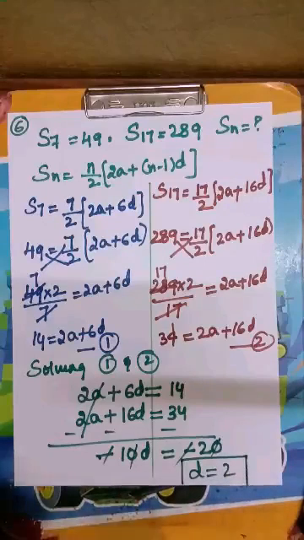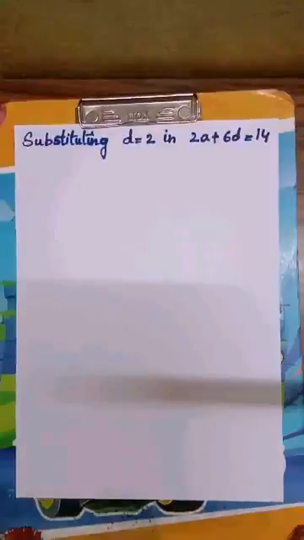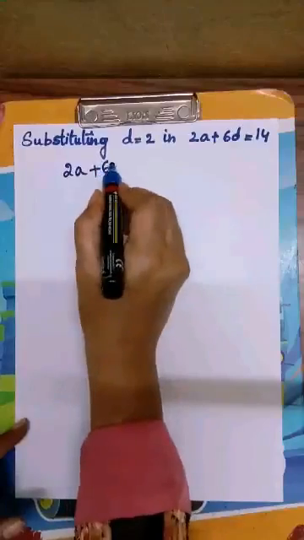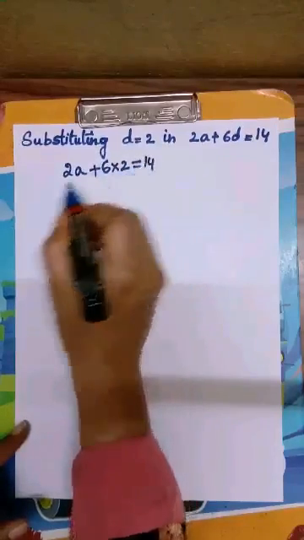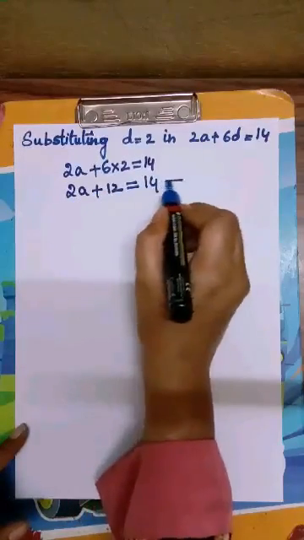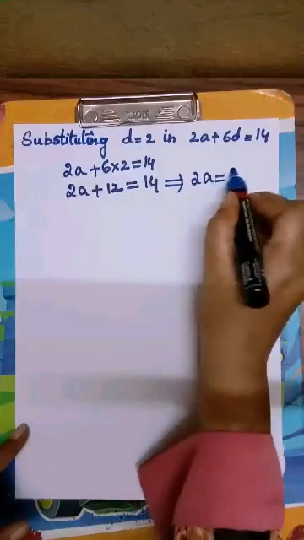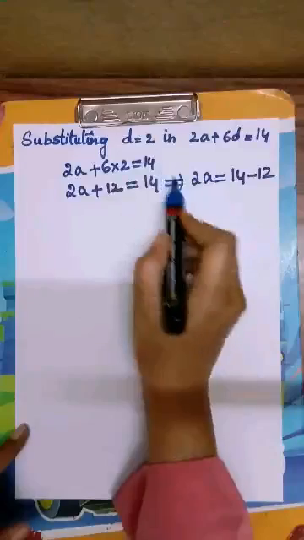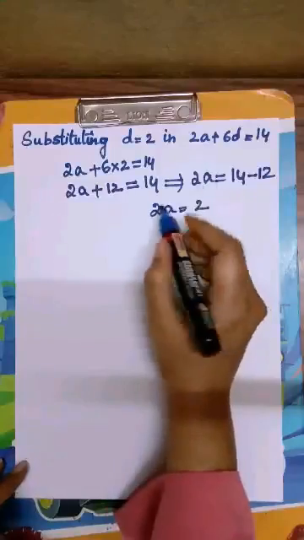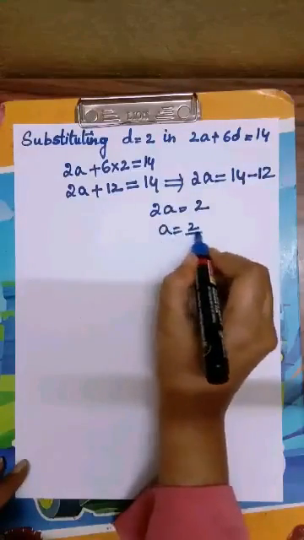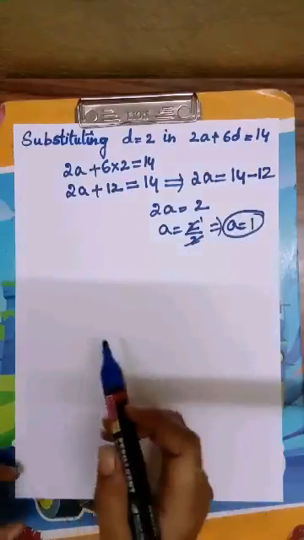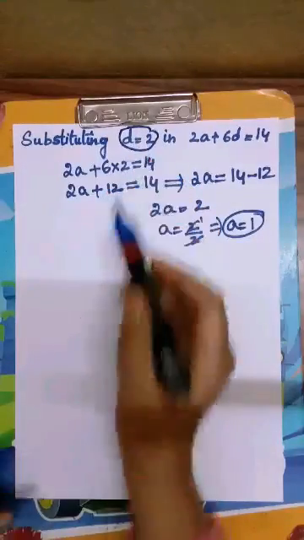We got the value of D as 2. Now 2A plus 6 into 2 is equal to 14. 2A plus 12 is equal to 14. That implies 2A is equal to 14 minus 12. When it moves that side of equal to, it becomes minus. So 2A is equal to 2. A is equal to 2 by 2. Cancel it out. We got the value of A as 1. We got the value of D as 2.